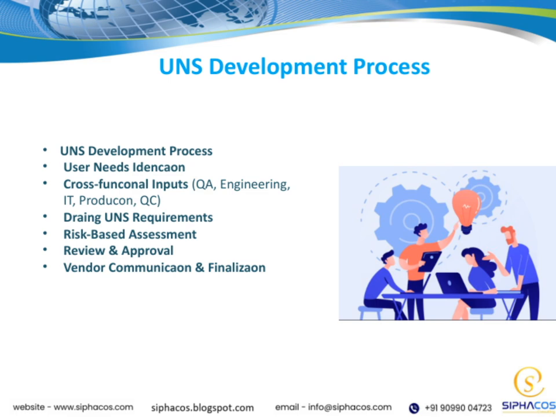Next, we incorporate cross-functional inputs, involving teams like QA, engineering, IT, production, and quality control. Their diverse perspectives help ensure we cover all angles and potential issues early on. Then, we move on to drafting UNS requirements. Here, we translate those needs and inputs into clear, detailed requirements that will guide the development process.